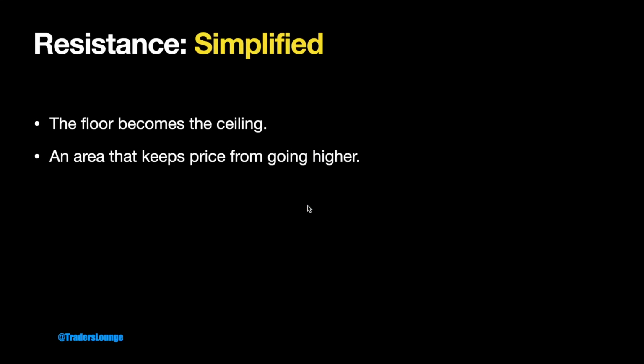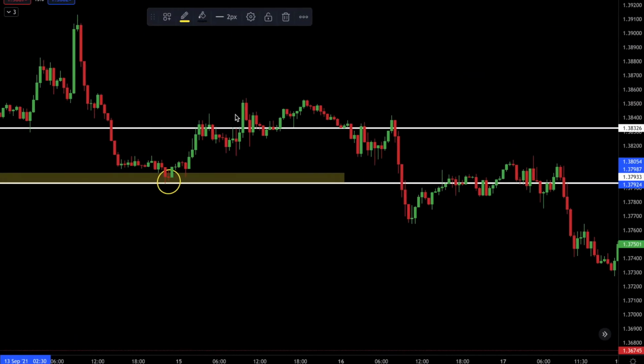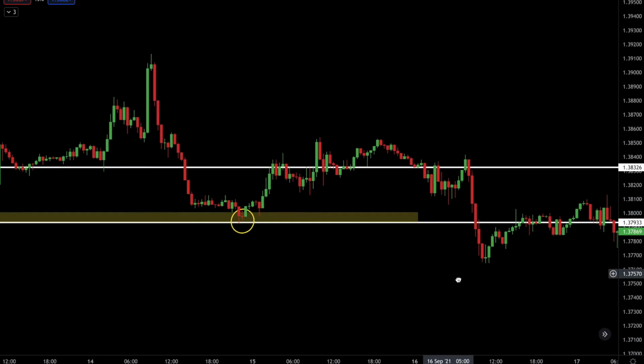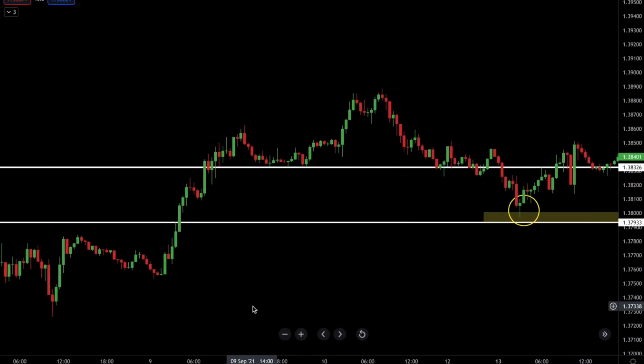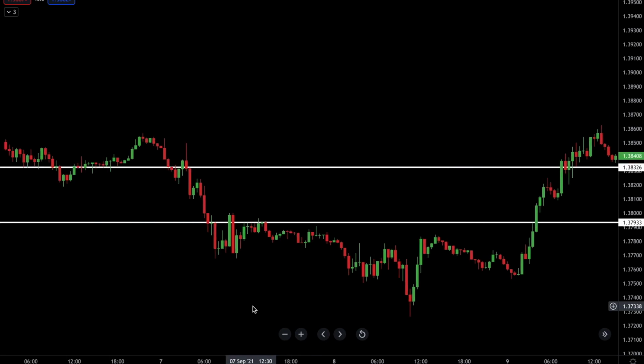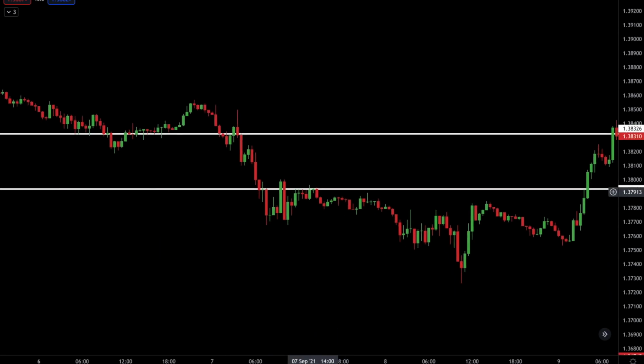Okay. So now resistance, simplified. It's basically an area that keeps price from going higher, which I just showed you guys briefly. The floor becomes the ceiling, which is another saying. Okay. So as you can see here, we'll go back to our support areas. So let's see. Find some resistance. Okay, this is a good one. This looks pretty good.